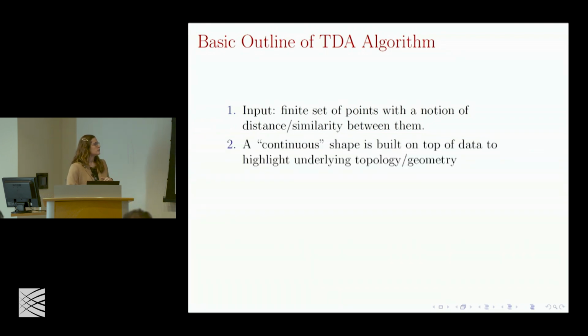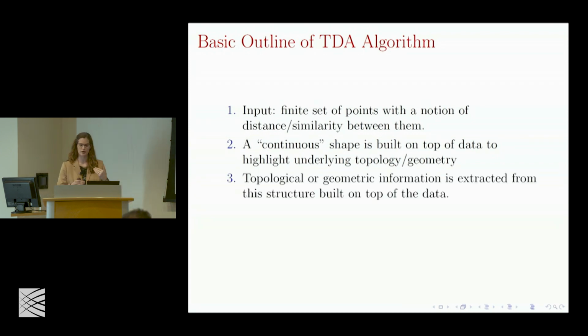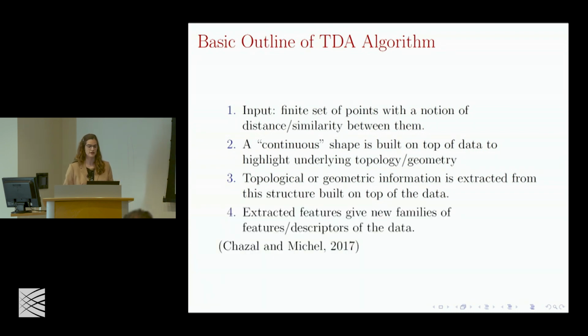Then we build a continuous shape on top of the data to highlight whatever the topology or geometry is underlying. Continuous is in quotes just because you sometimes get shapes that are disconnected, so therefore they wouldn't be continuous. But in general, that's what we're building on top of the data. And then we extract the topological and geometric information. The important part of this step in a TDA algorithm is proving that it is stable to noise or outliers. That's a key component you will see in any TDA paper when they're presenting a new method.